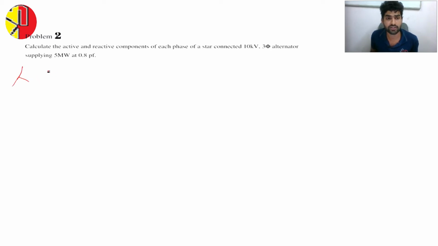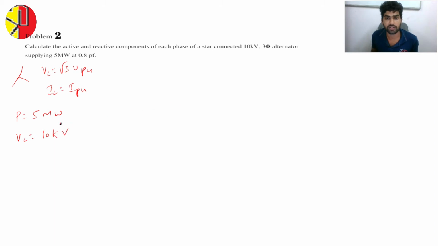What is the condition for a star? I mean, the relationship between voltage and current. VL is equal to root 3 V phase and IL is equal to I phase, right? Those are the conditions. So active power is given, 5 megawatts, and then VL is given, that is 10 kilovolts.